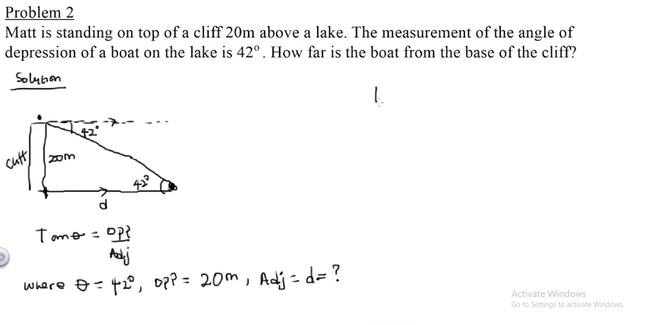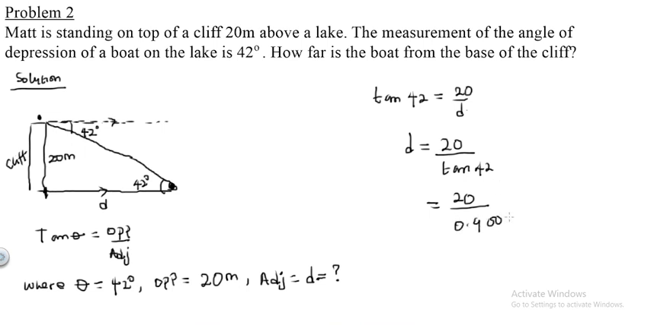From here we can see tan 42 is equal to 20 over D. We cross multiply so that D is equal to 20 over tan 42. Tan 42 from our calculator is 0.9004 to 4 decimal places. If you divide 20 by 0.9004, you get 22.21 to 2 decimal places.